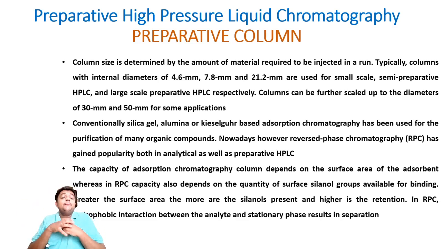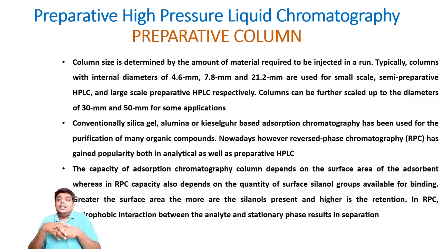But for semi-preparative HPLC and large-scale preparative HPLC, columns can be scaled up to a diameter of 30 to 50 millimeters, and sometimes they go up to 1 inch and more than 1 inch. Keep in mind that column size is very important in preparative high pressure liquid chromatography experiments when you are interested in isolation and purification.